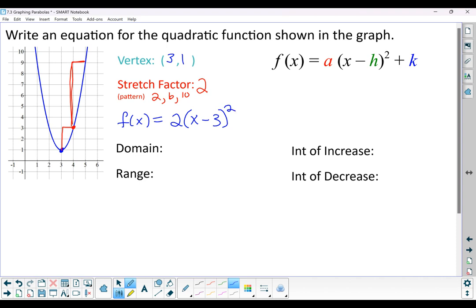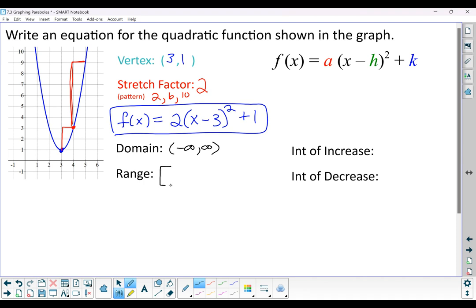Don't forget the power of 2. Sometimes, especially at first, people forget that power. But the power of 2 is what makes it that U shape, and then plus 1 for our k value. So this is our equation of our parabola. The domain is negative infinity to positive infinity. This time our range, our lowest value is 1, and it goes up to infinity.